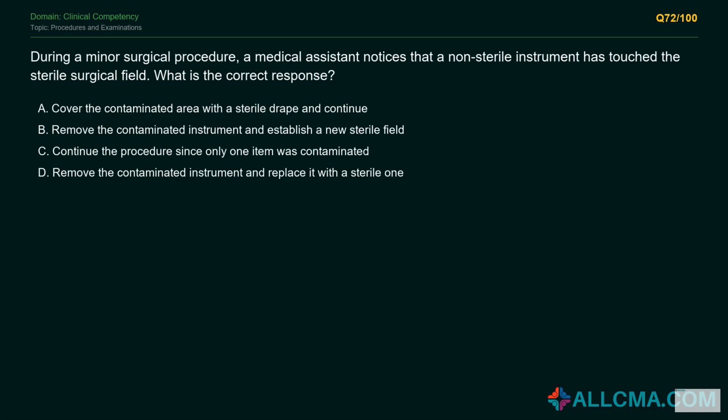Question 72. During a minor surgical procedure, a medical assistant notices that a non-sterile instrument has touched the sterile surgical field. What is the correct response? Option A, cover the contaminated area with a sterile drape and continue. Option B, remove the contaminated instrument and establish a new sterile field. Option C, continue the procedure since only one item was contaminated. Option D, remove the contaminated instrument and replace it with a sterile one.